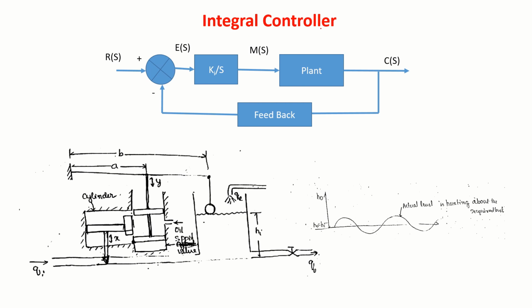Let us look at what is an integral controller. Suppose you have a cylinder. Let us say there is a piston there. Into this some fluid is entering. Let us say Qi. This displacement is, let us say, x naught. This area, let us say A.